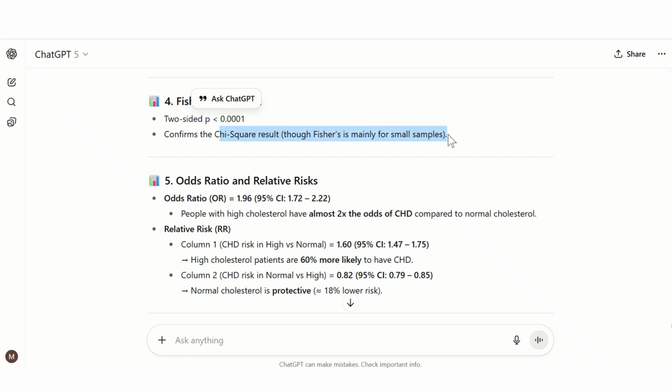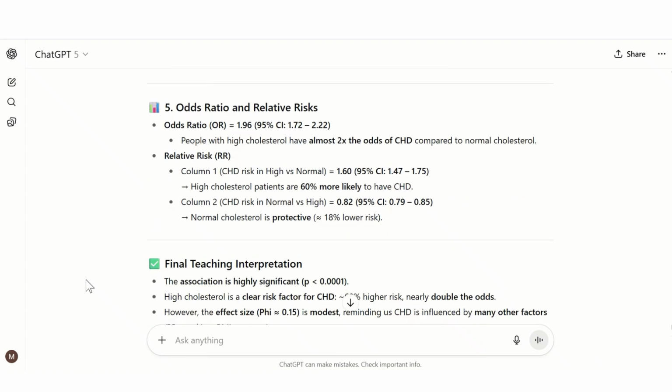Okay, Fisher exact test less than 0.01 confirms the chi-square result, though Fisher is mainly for small samples. So we have pretty large samples, so Fisher exact test is not what we need in this case. But if we have, say, 50 individuals or 70 participants in the study, then Fisher exact test is a more reliable test compared to chi-square test.